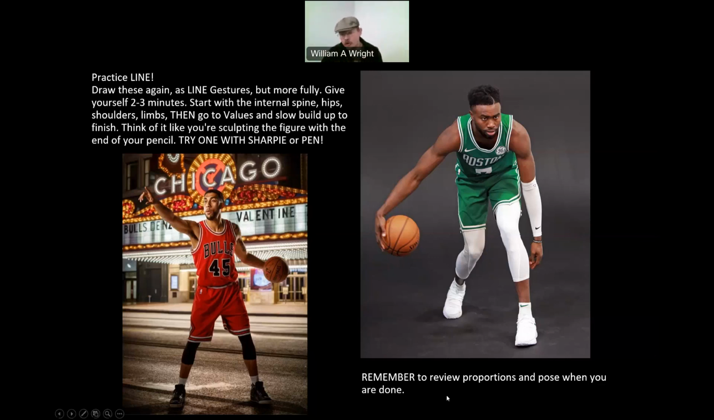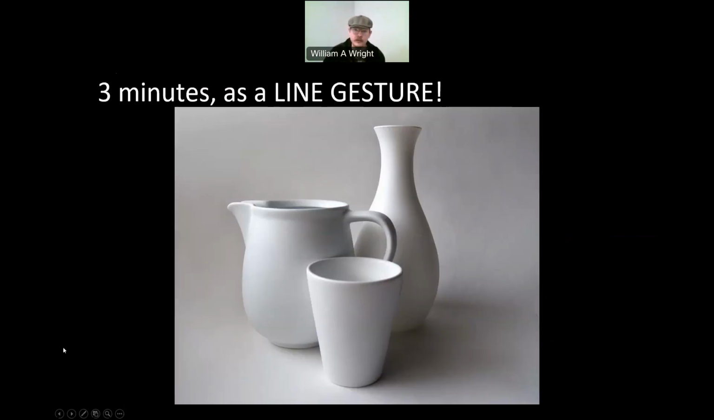Remember to review proportions and the pose when you are done. If I haven't reiterated that enough. Now this one, those two were 2 to 3 minutes. This one, go a full 3 minutes, just line, okay? Jump in with the pen, right? Start with pen and then switch to Sharpie. Whatever you want to do. I think it would be cool if you just do ink for this, so pen or Sharpie.